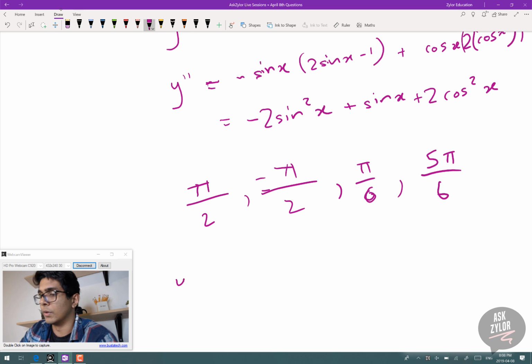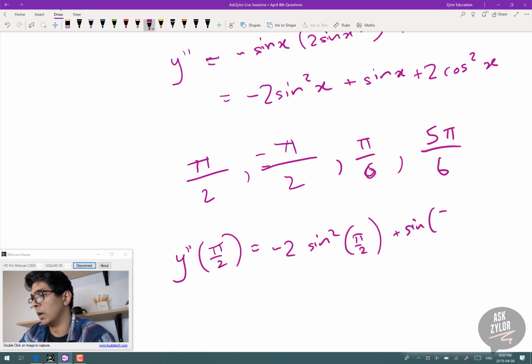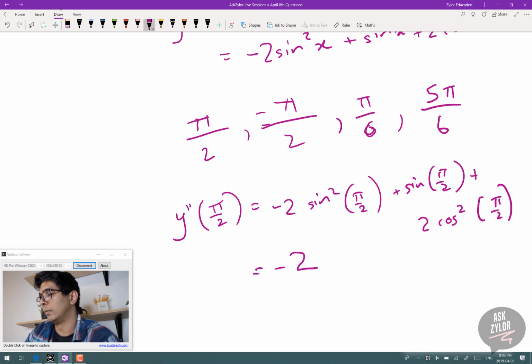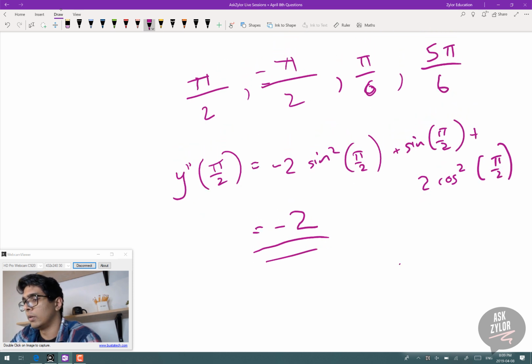Right, so I'm just going to plug those values in. Pi over 2 is going to give me negative 2 sine squared pi over 2 plus sine pi over 2 plus 2 cos squared pi over 2. And that's all going to evaluate to negative 2. So this negative tells me that I have a concave down, so that means I have a local max.